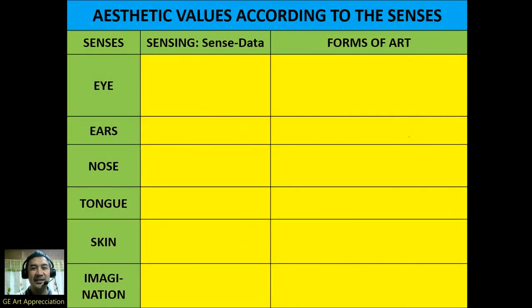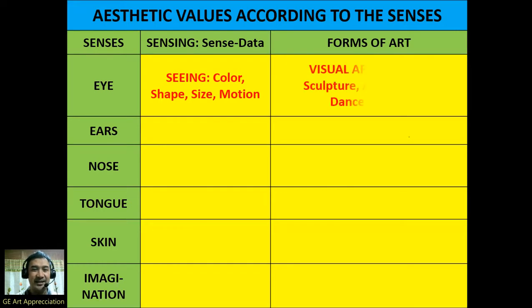So let's proceed to the aesthetic values according to the senses. You have 6 senses: the eye, the ears, nose, tongue, skin, and imagination. And of course, you have the sense data, as we have it in the previous discussion. For the eye, the sense data are the colors, the shapes, the sizes, and the motions. So the form of art could be the visual. So ano yung mga nakikita mong art? Visual arts could be painting, sculpture, architecture, dance, and drama.